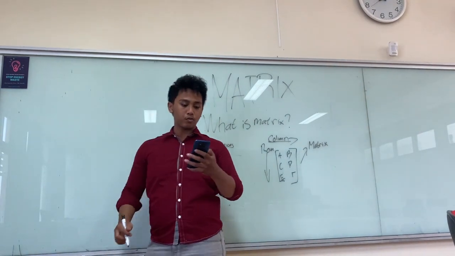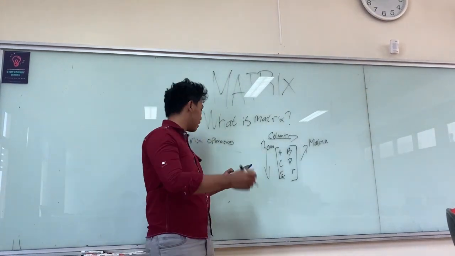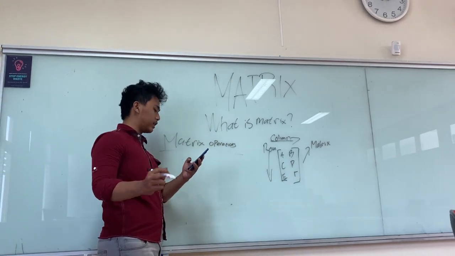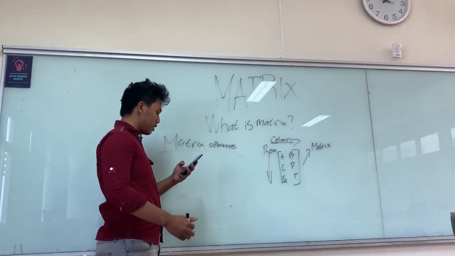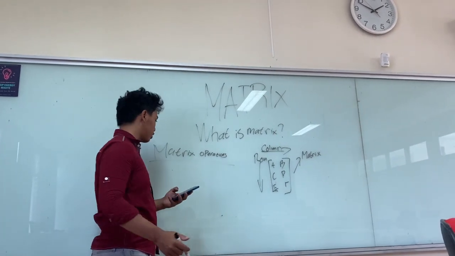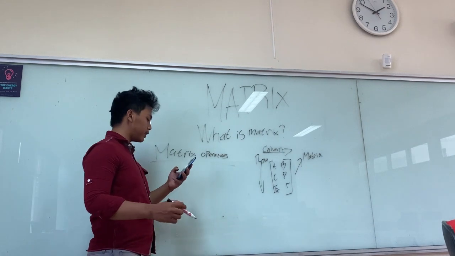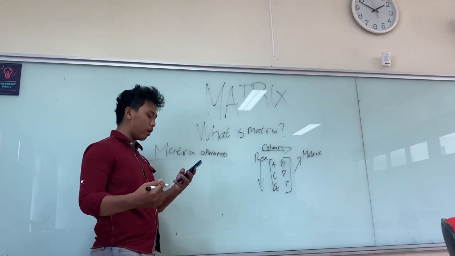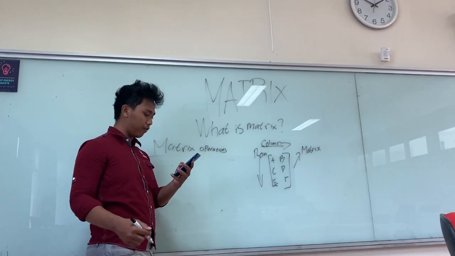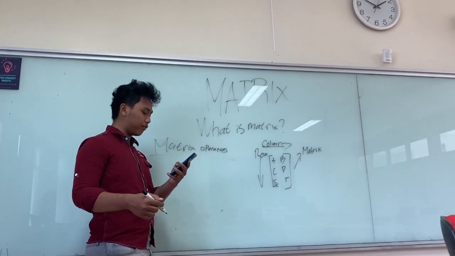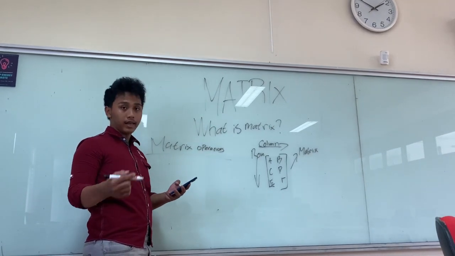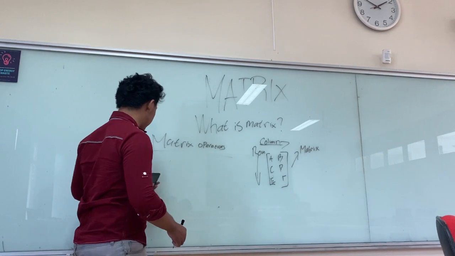Matrix operations can be added, subtracted, and multiplied. The addition and subtraction of matrices are performed element-wise, meaning that the corresponding elements of the matrices are added or subtracted. Matrix multiplication is a bit more complicated. The product of two matrices A and B is defined only if the number of columns of A is equal to the number of rows of B. The resulting matrix has the same number of rows as A and the same number of columns as B.